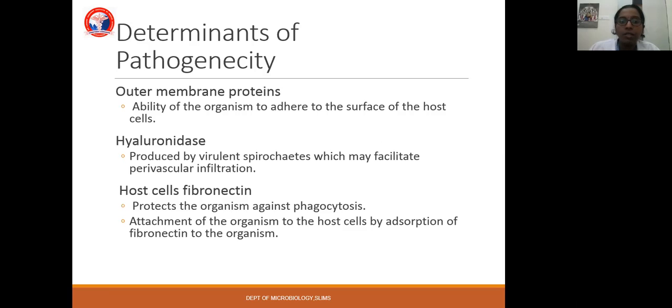So what are the pathogenic determinants? They are the outer membrane proteins, which give the organism the ability to adhere to the host cells. Then hyaluronidase, which is produced by virulent spirochetes, may facilitate perivascular infiltration. Another feature is host cell fibronectin, which protects the organism against phagocytosis and aids attachment to the host cells by absorption of fibronectin onto the organism.